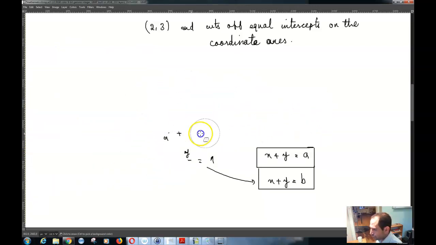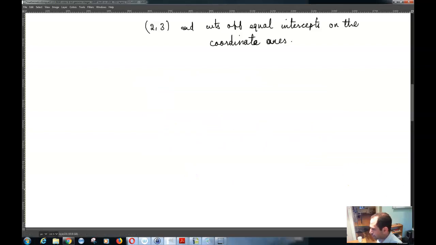So what you can do is that since the line cuts off equal intercepts on the coordinate axes, that means that, see over here, if I draw the graph of this line, 2 comma 3 is basically 1, 2 and 3, 1, 2 and 3, and this is the point 2 comma 3, which happens to be on the line.